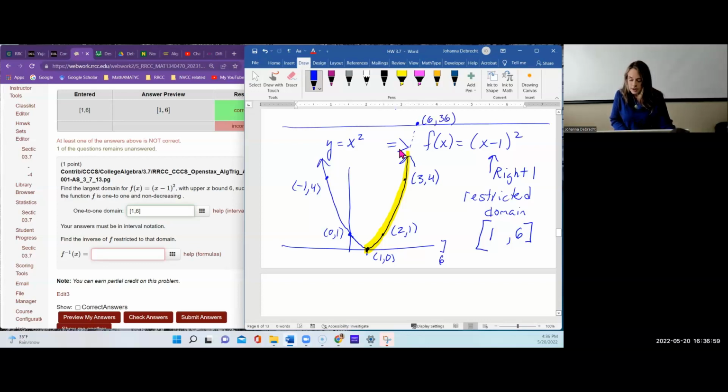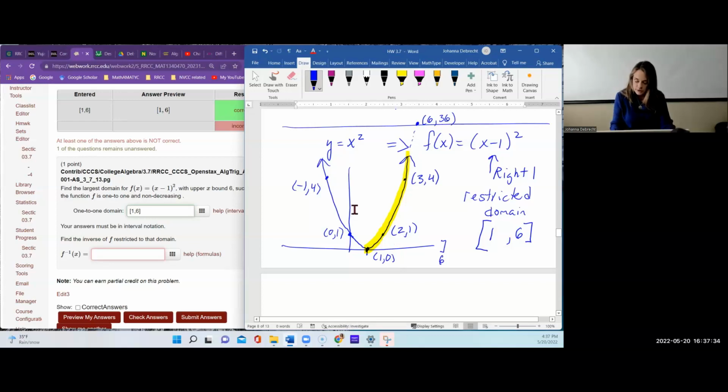In other words, I have the ordered pair 1, 0 and the ordered pair 6, 36. What do you think is going to happen when I swap my x and y? Yes, I also swap domain and range. Domain is the things that x can be, and range is the things that y can be. So I'm swapping domain and range when I swap x and y. And that means my new domain of the inverse will go from 0 to 36.